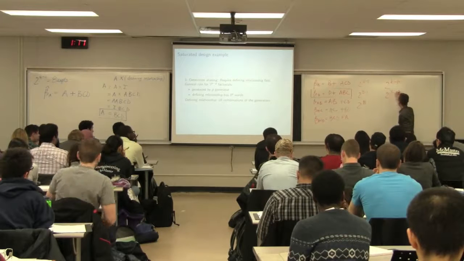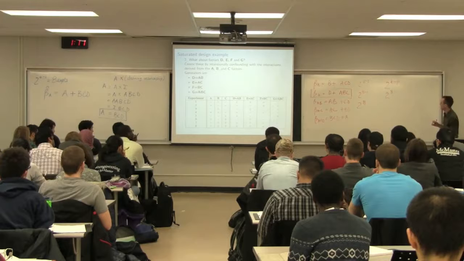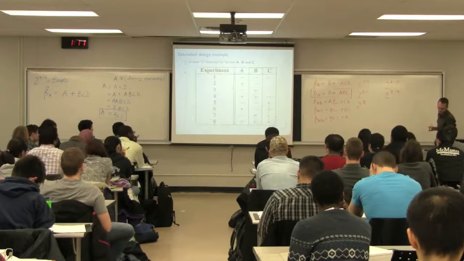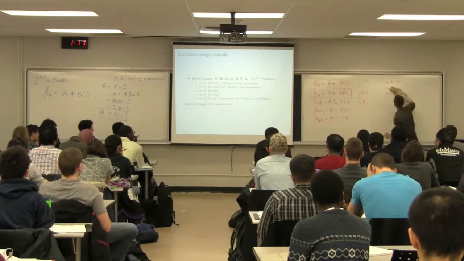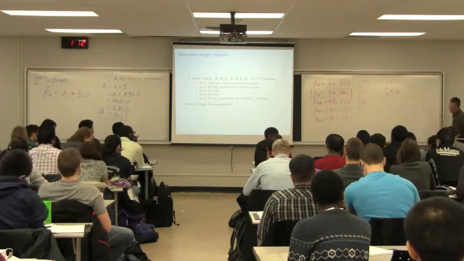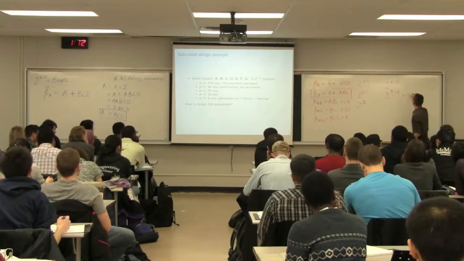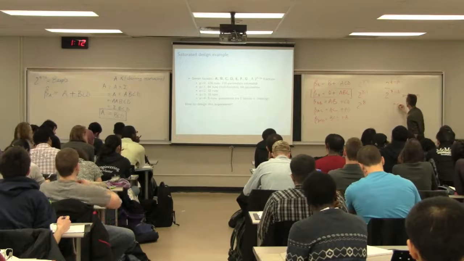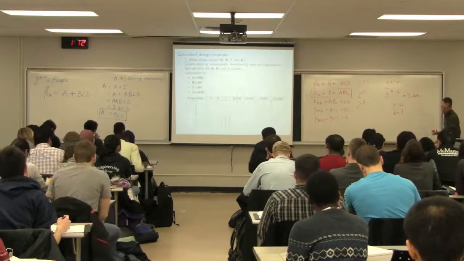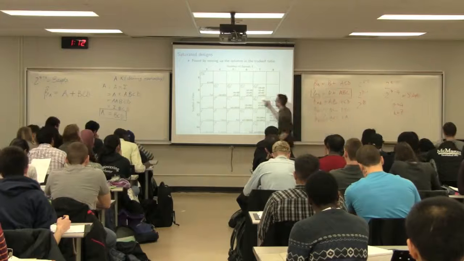I'm investigating 7 factors, A, B, C, D, E, F, G, right? And I'm doing it in 8 experiments. So p in this case is 4, K is 7. So that's that notation over here. There are 4 generators. My 4 generators then are, let's get them from the square: D is equal to AB.